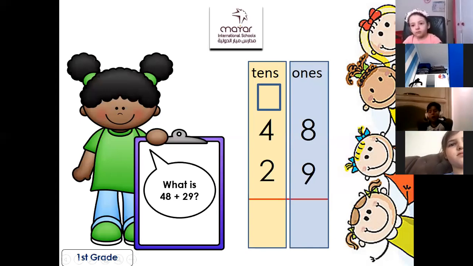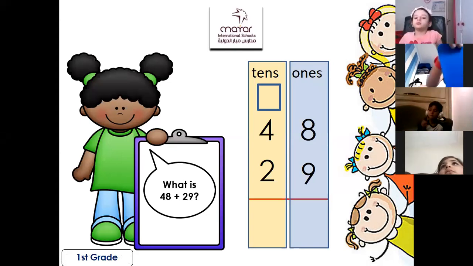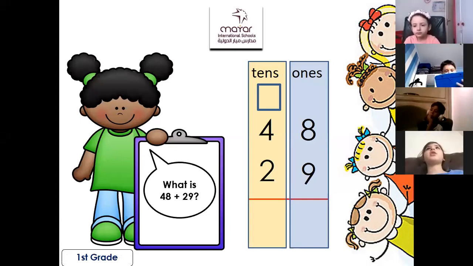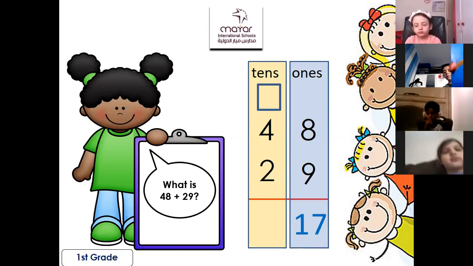First, we look at the ones. 8 plus 9. We put the bigger number in our head, 9, and we add on. So 9, 10, 11, 12, 13, 14, 15, 16, 17. So 8 plus 9 is 17. It's a big number. We can't keep the 17 in the ones. What are we going to do? We have to move them. What did we say we do?